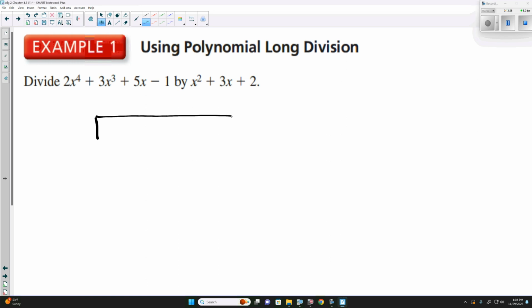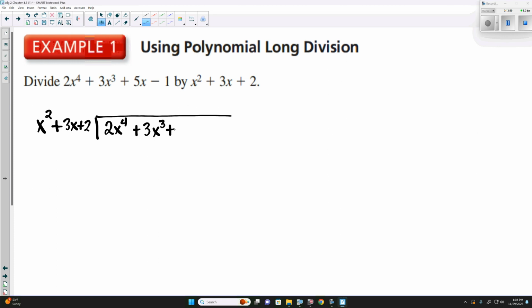So we'll have our division bar. We'll have our x squared plus 3x plus 2 inside. Our first term, the variable with the biggest exponent is our x to the 4th. And we do need all of them, so the next one would be our x cubed term, so our 3x cubed. Then we'd add our x squared term.